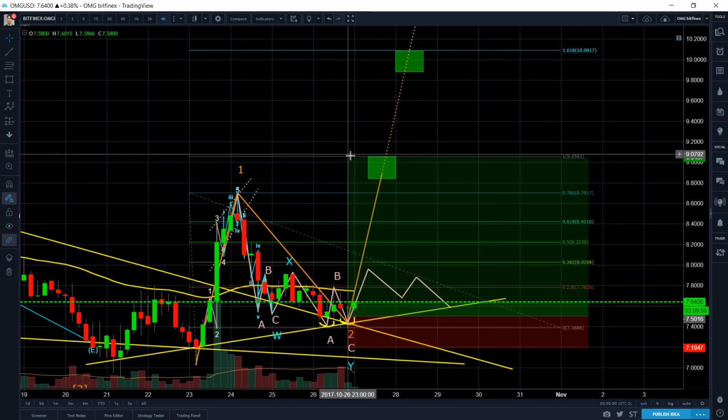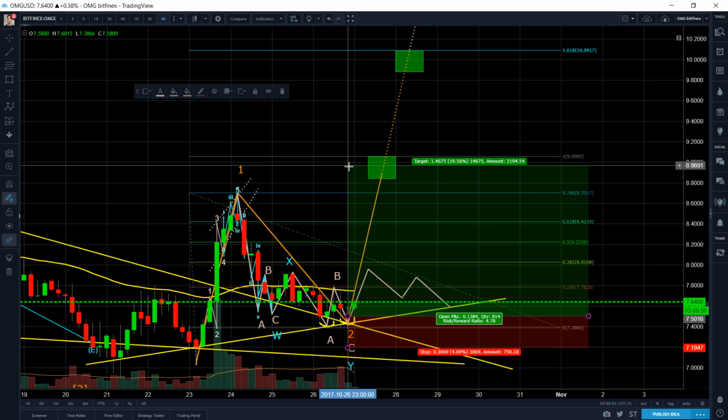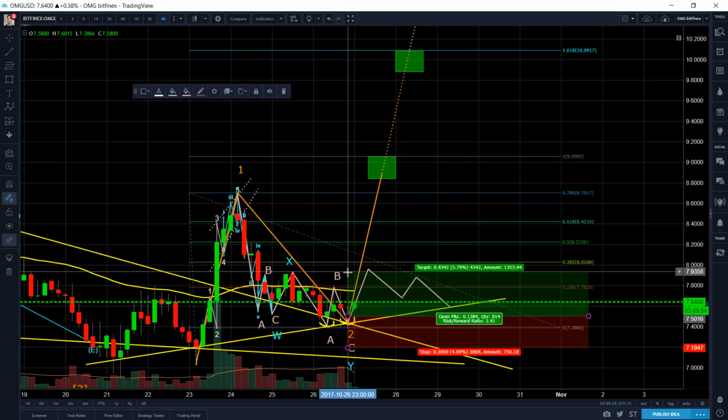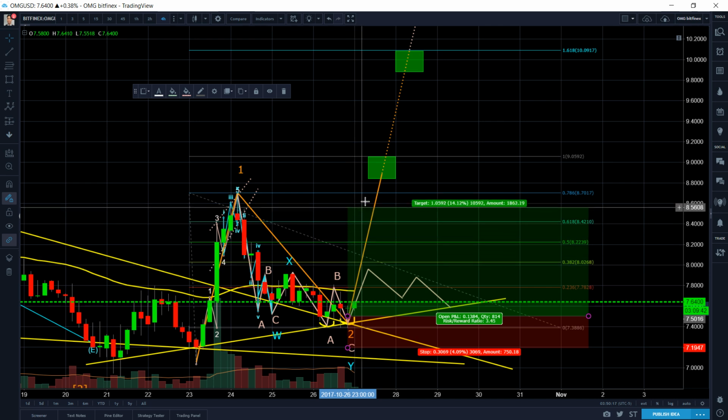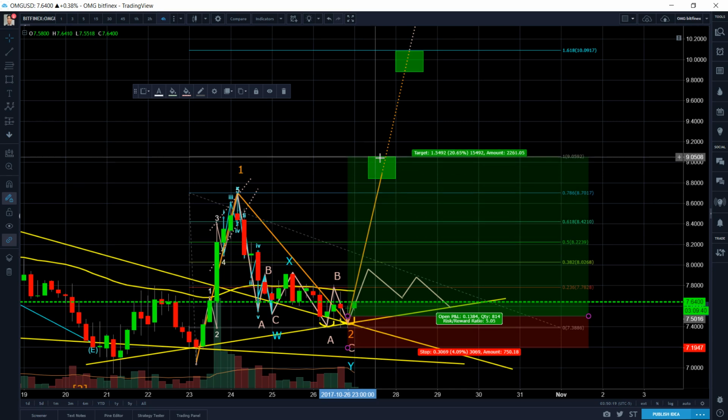So the worst case scenario is, big whoop, what did you do? I might just get right to here. My risk reward is still 1.45 to 1. So is it still a pretty decent trade? Yeah, absolutely it is. So it's kind of a win-win right now for me. And this is a kind of rationalization technique that I use while trading.